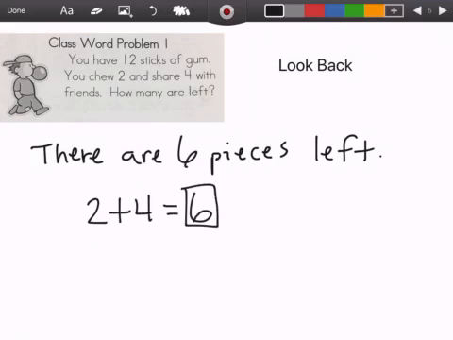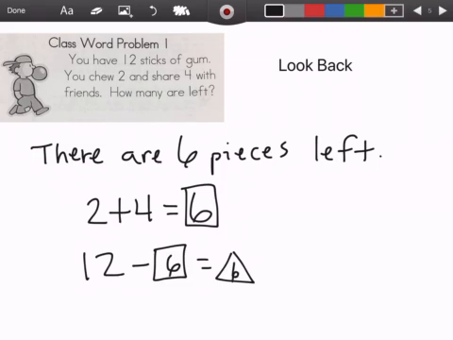Remember, that was that square. And then 12 minus that square to equal a triangle. Does that make sense that we chewed 2, shared 4 for getting rid of a total of 6? We started with 12, got rid of those 6 to equal 6. There are 6 pieces left.